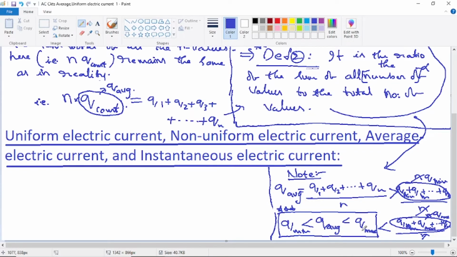That means Q average lies between minimum and maximum. So this is a very powerful result. Now observe one small thing.